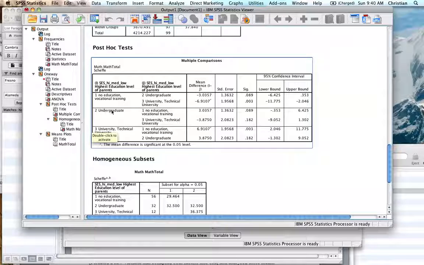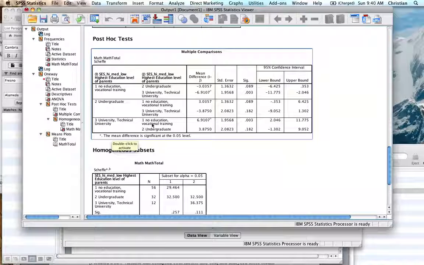What is new here is the undergraduate compared with the higher education. And now we see there's a difference. If we take their score minus the university score, we get a negative value, minus 3.8. So we know that the undergrad score is lower than the university score. If we test that for statistical significance, we find that it's not statistically significant because this significance level is higher than 0.05.